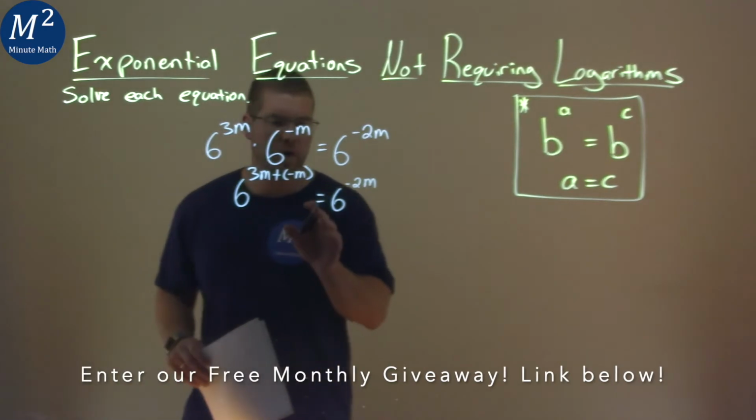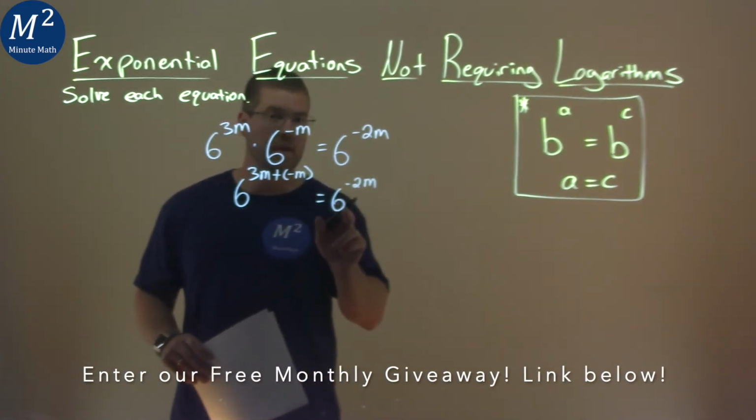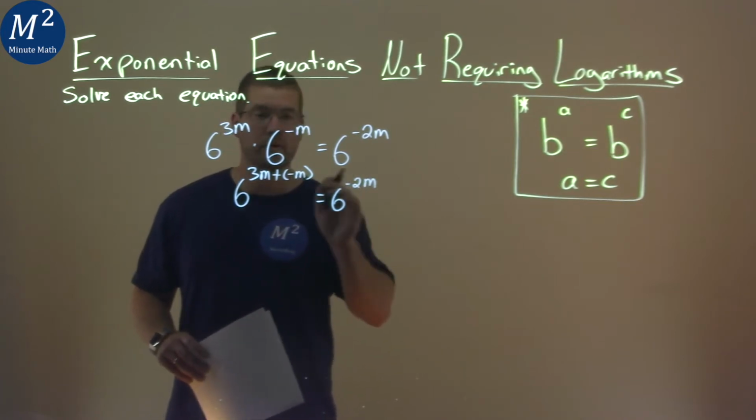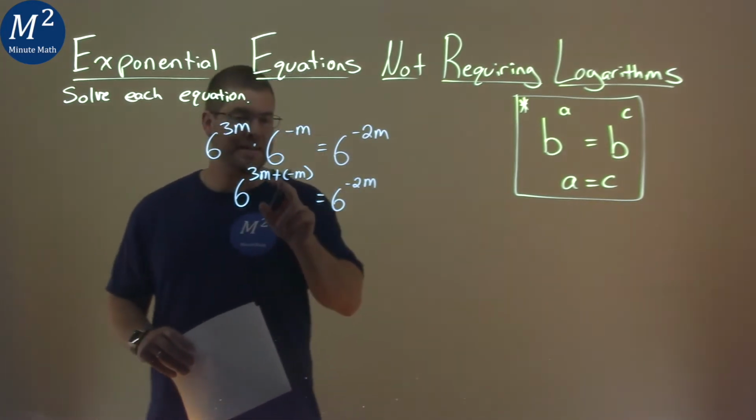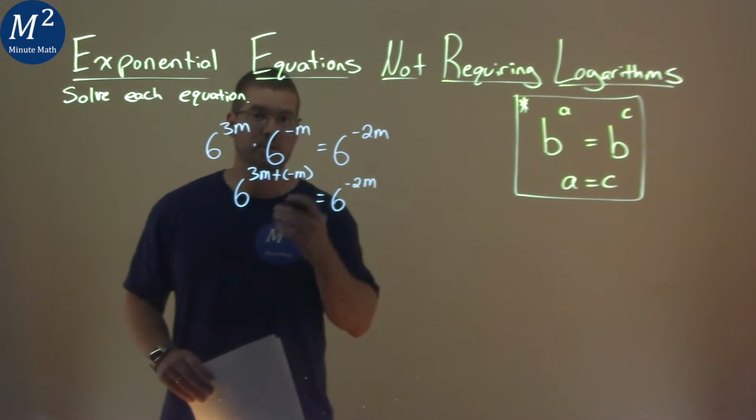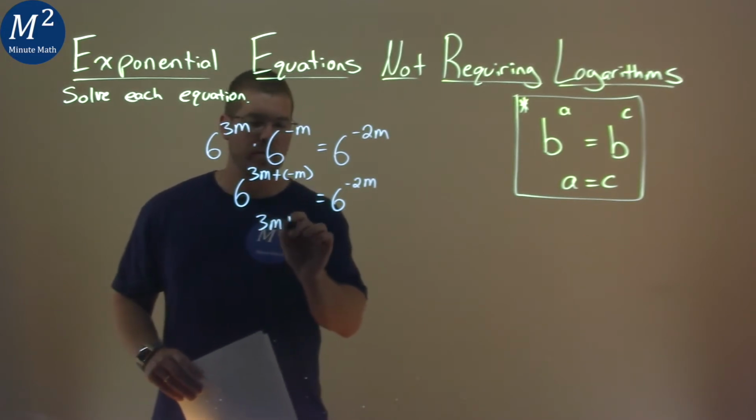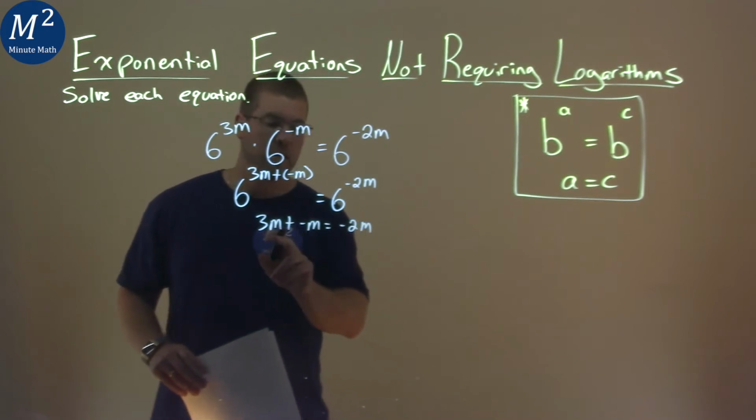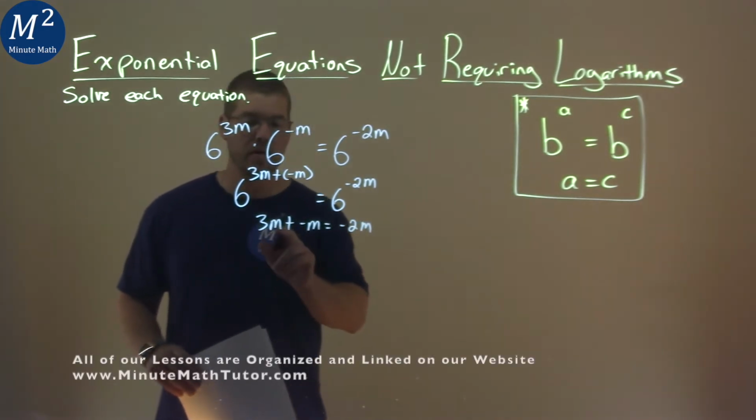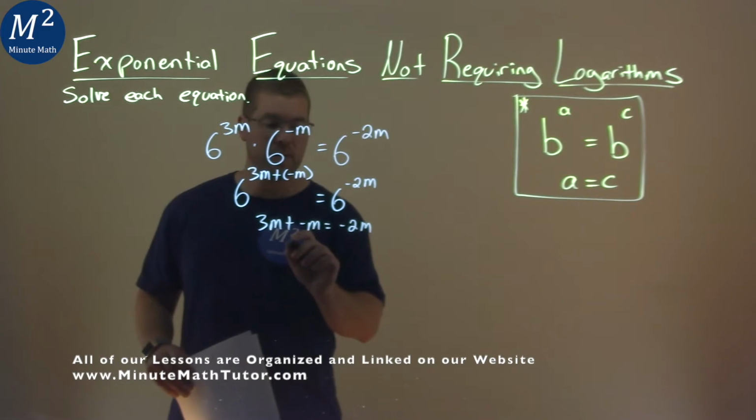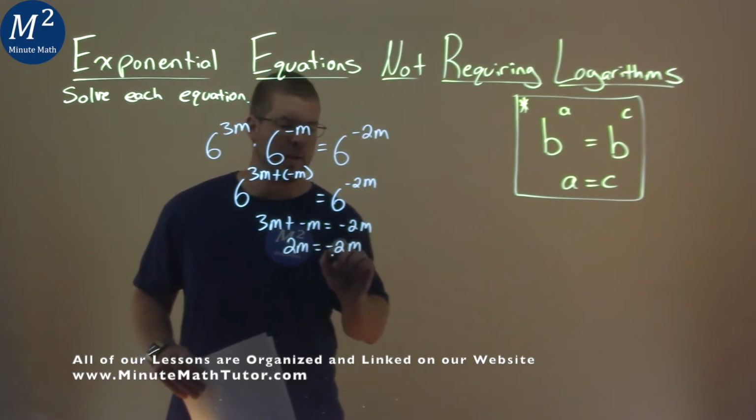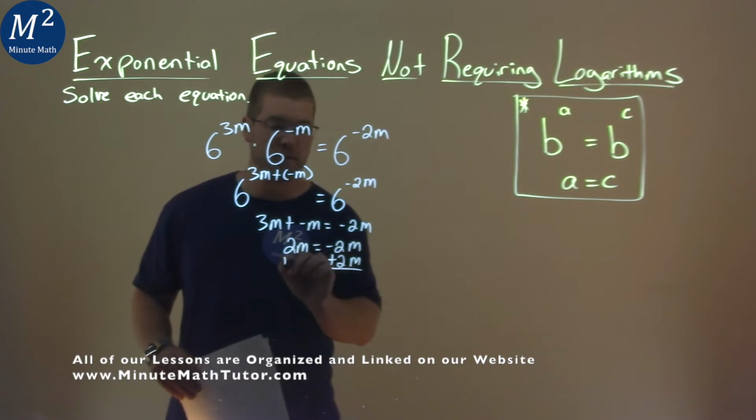Now we have on each side of the equal sign the same base of 6, and it's being raised to some exponent. When that happens, we can take our exponents and set them equal to each other. 3m plus a negative m is equal to a negative 2m. Combine our like terms on the left-hand side. 3m plus a negative m is a positive 2m. We minus a 2m here. I'm going to add a 2m to both sides.